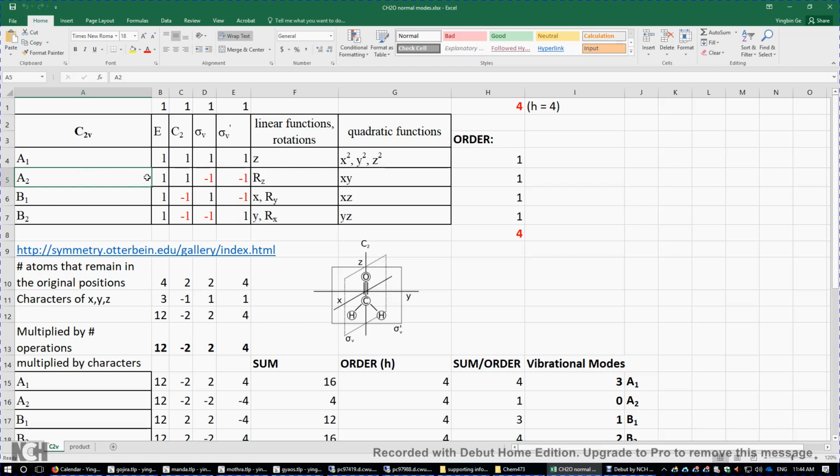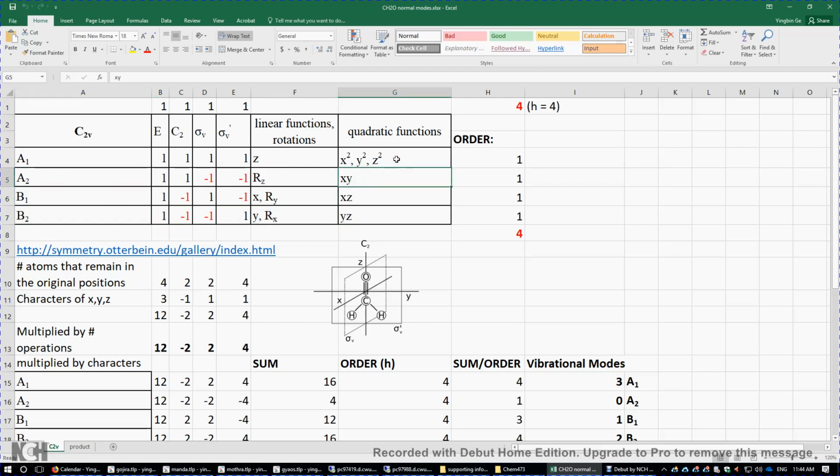How about Raman? You look at quadratic functions. We see a quadratic function here. It's a quadratic function. We have y to the power 1, z to the power 1. So in total, the order is 2. So B2 is active, B1 is active, and then A2 is active.